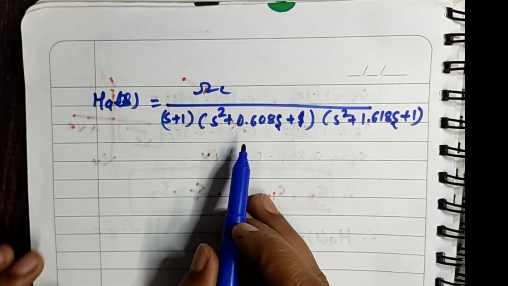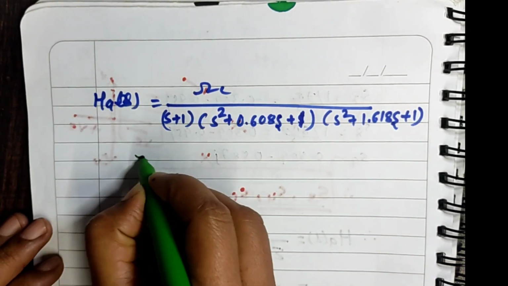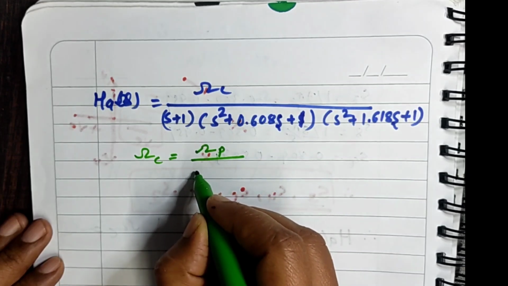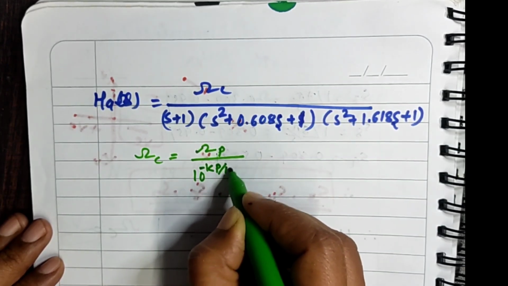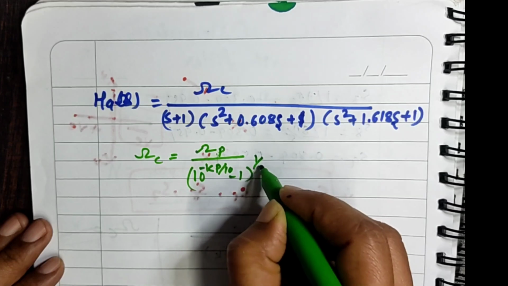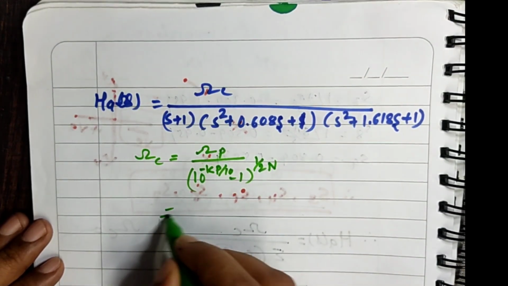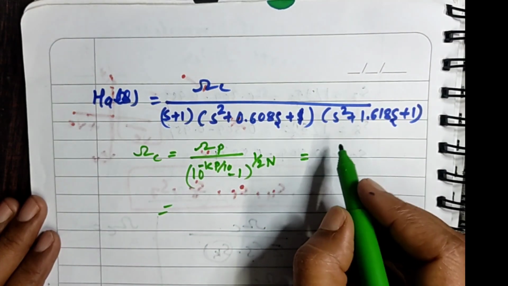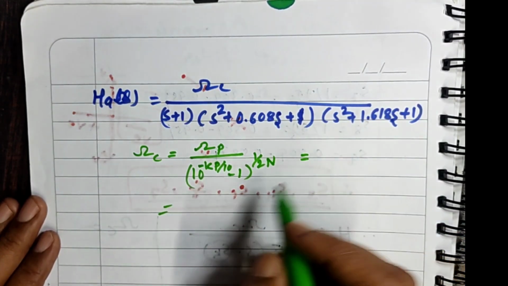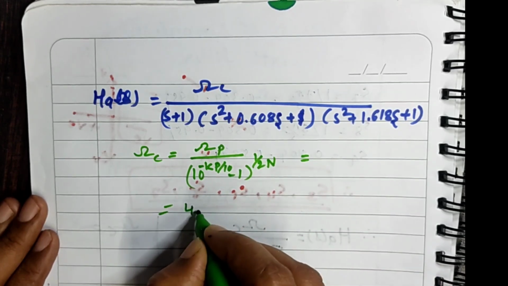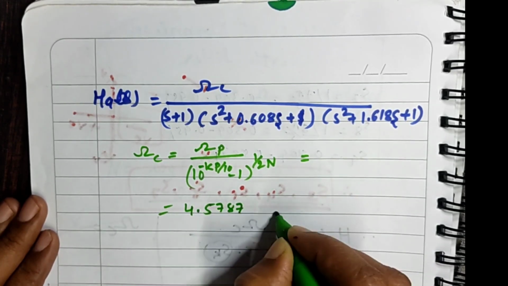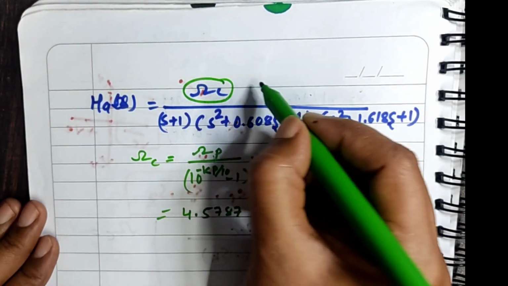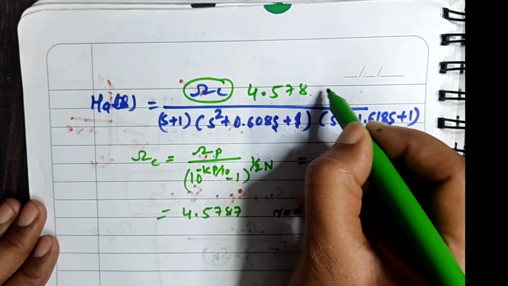Now we can calculate omega C. We have a formula, so directly we can substitute: omega P divided by 10 to the power of minus Kp by 10 minus 1, to the power 1 by 2n. This is the formula and all values we know. Omega P we know already, and Kp also we know. Just substitute the values and we get 4.5787 radian per second.